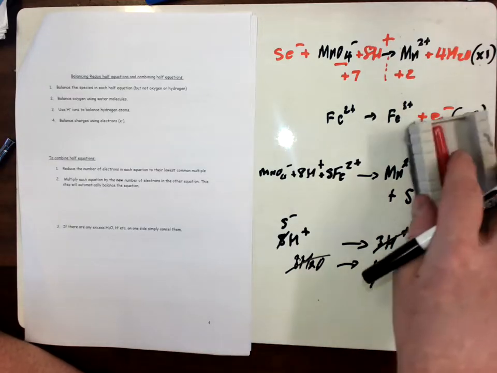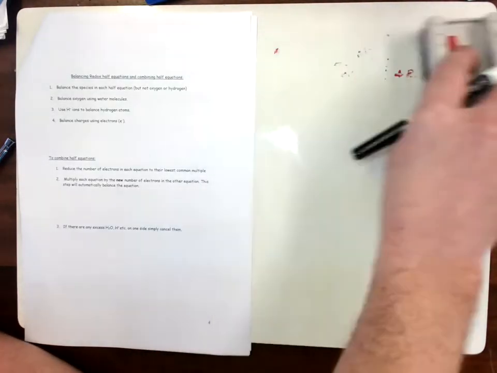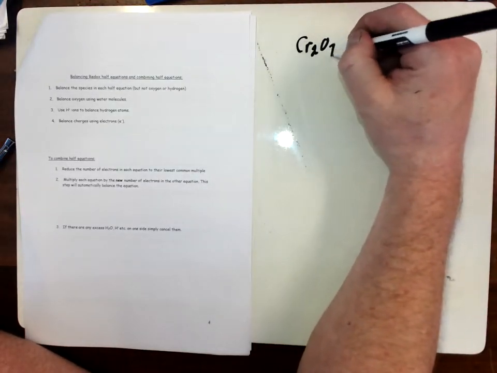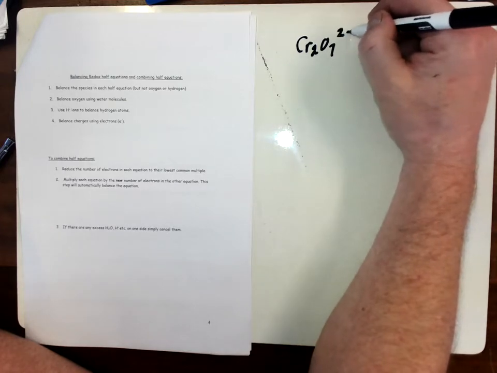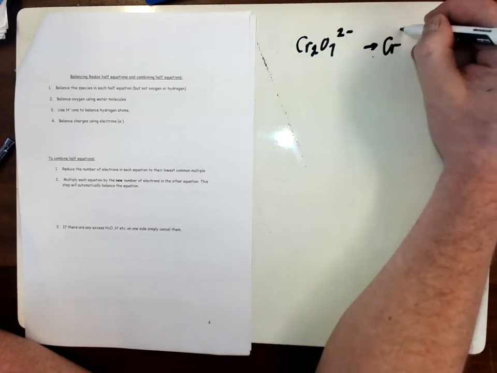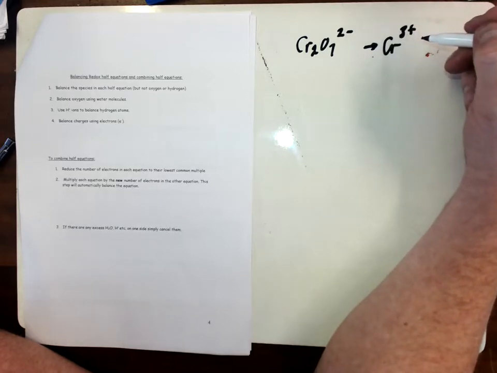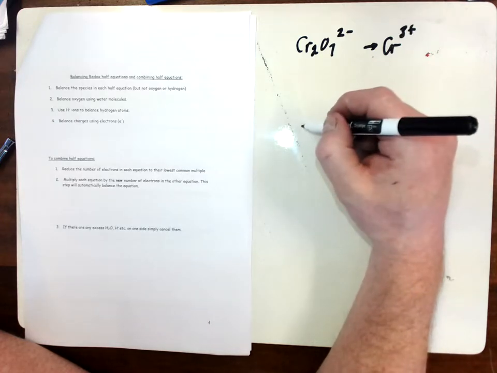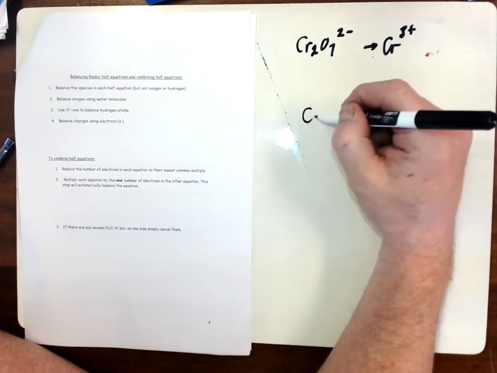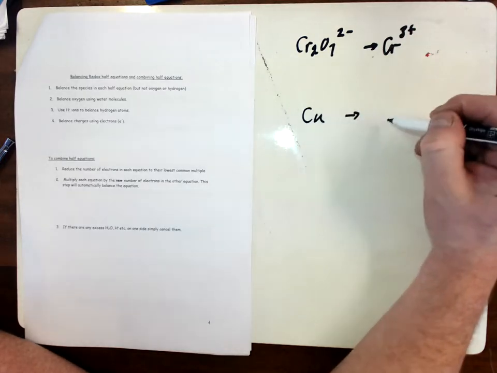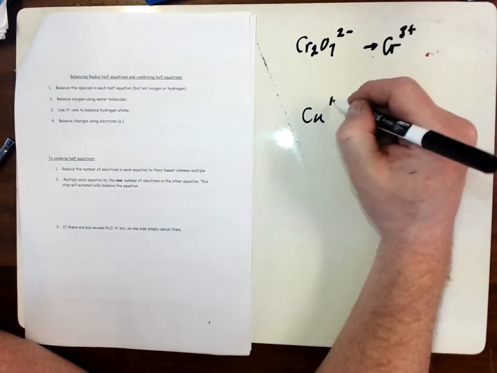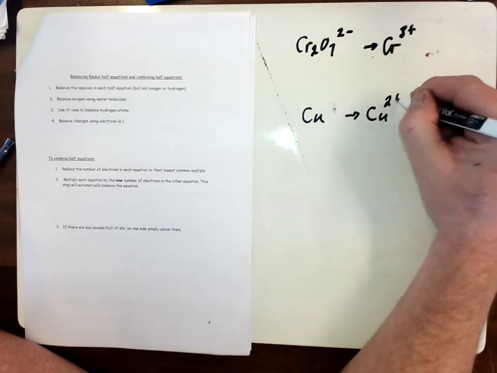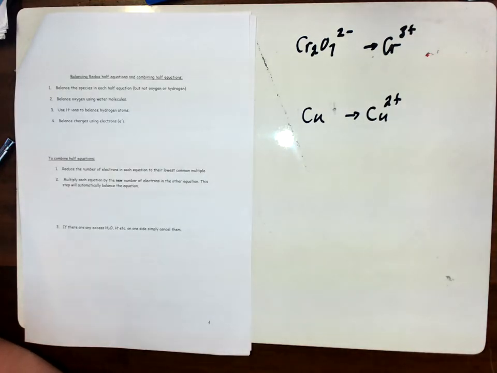Okay, I'll do one more, and hopefully that will allow you guys to tackle any that come your way at A level. So let's do dichromate. Cr2O7 2- goes to chromium 3 plus ions. And let's do copper going to copper 2 plus. It wouldn't happen, but for the purpose of us, it ticks a lot of boxes here.